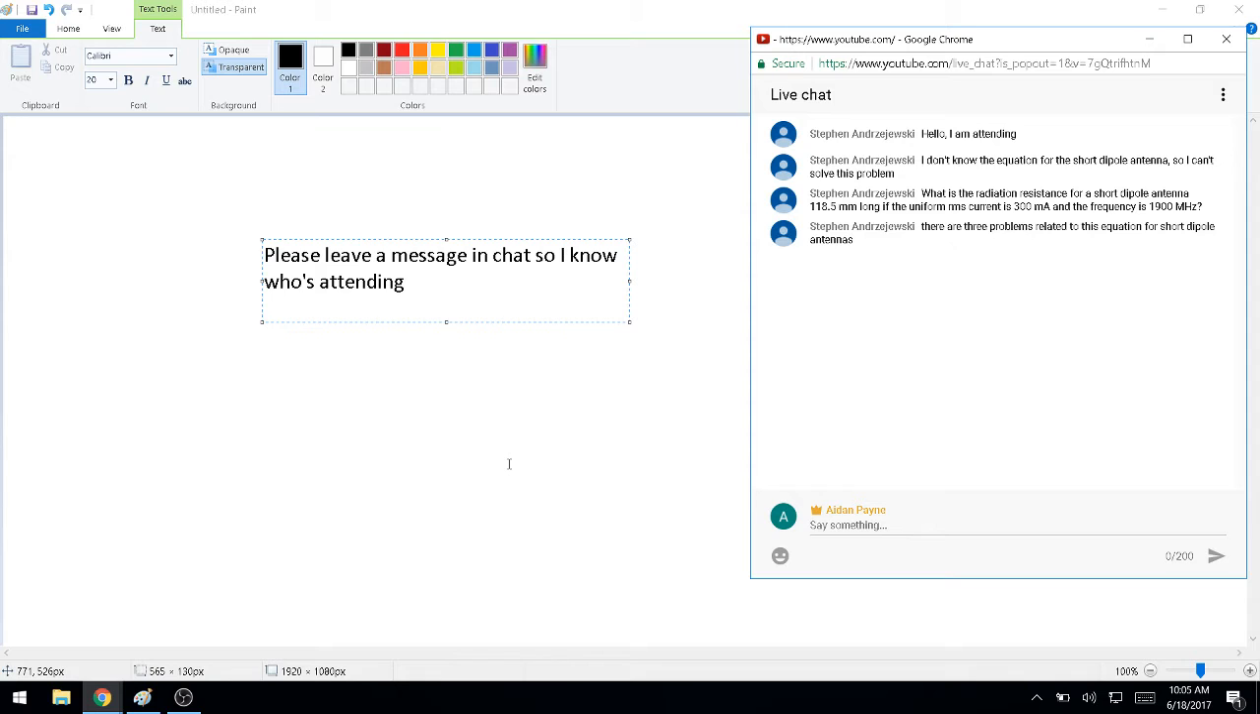Okay, so we've given it a few minutes to wait. We'll get started, and if people show up late, we can address it when they show up. So Steven starts out by asking, he doesn't know the equation for the short dipole antenna, so he can't figure out the problem, and there's a couple of them that are related to short dipole antennas.